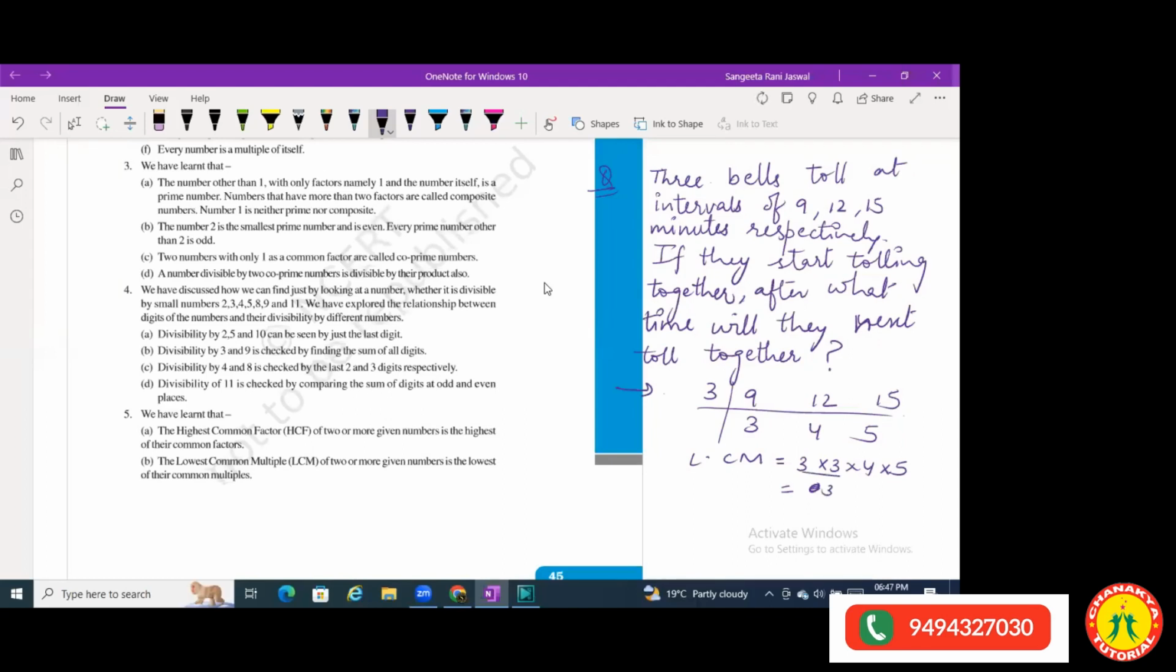Is it 180? 9 fours are 36, 36 into 5: 6 fives are 30, 15, 18. Okay, 180 minutes. That means after 180 minutes, they will toll together again. In minutes only you have to give the answer because it is given in minutes, so you leave your answer in minutes.